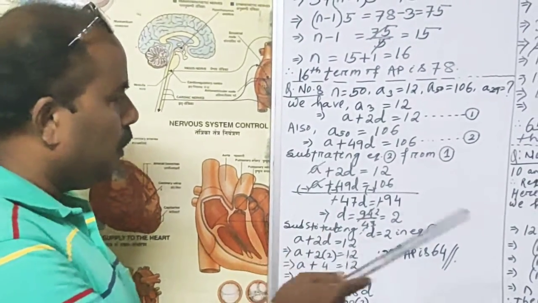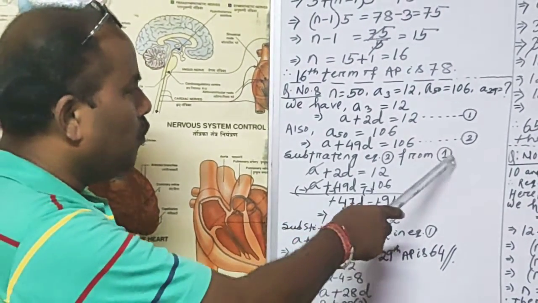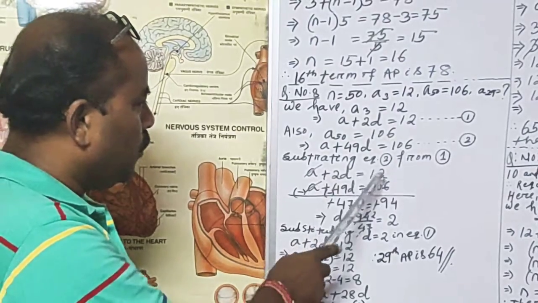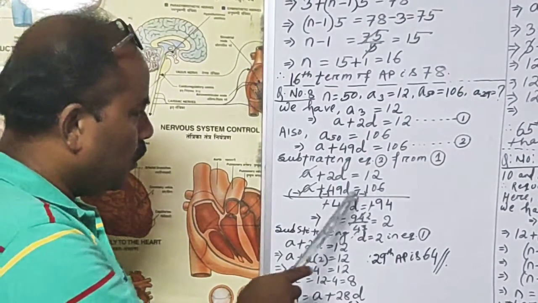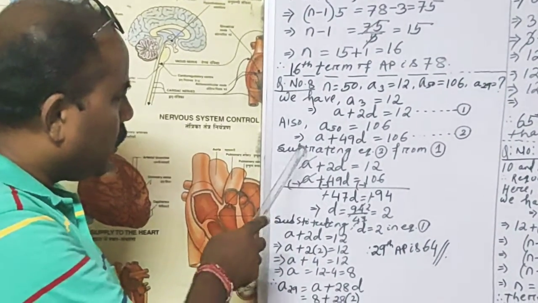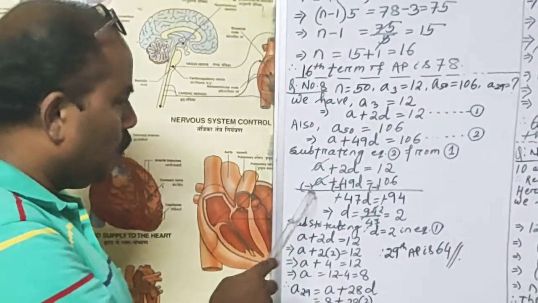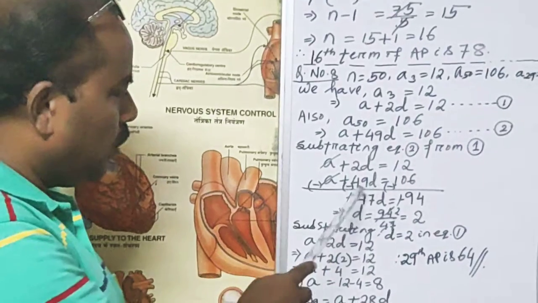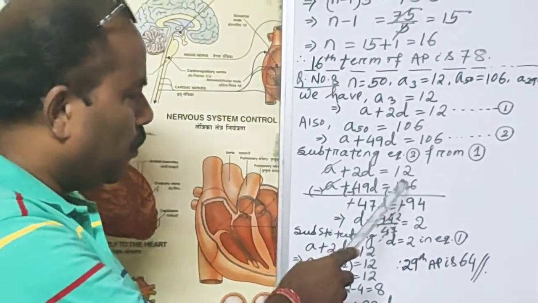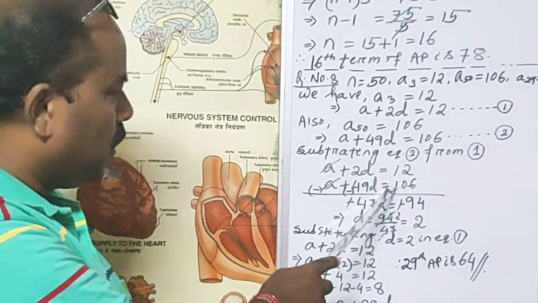Subtracting either one from the other, that is, subtracting 2 from 1. So we write 1 at the top and 2 at the bottom. As it is subtracting, the signs of the bottom numbers will be changed. Plus A will be minus A, plus 49D will be minus 49D, plus 106 will be minus 106.